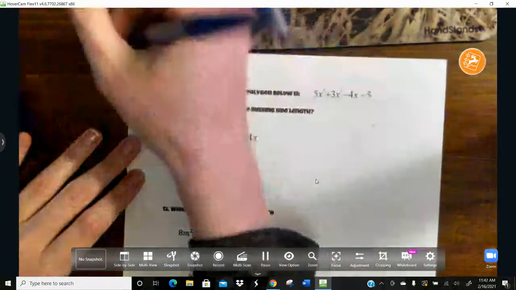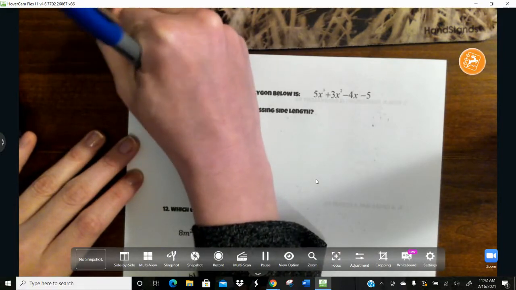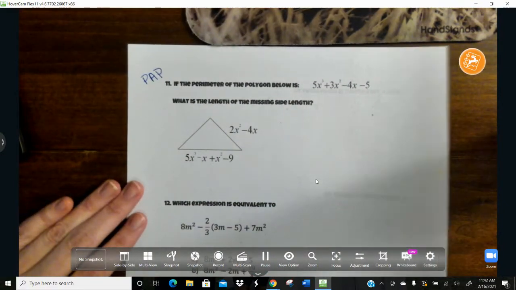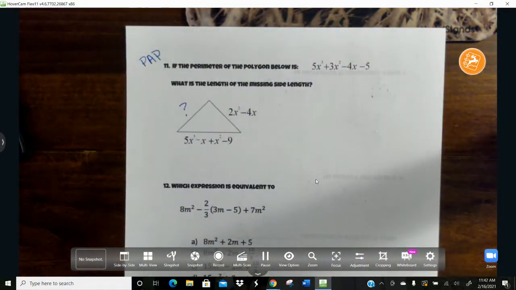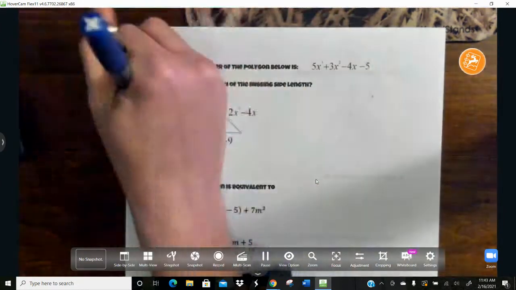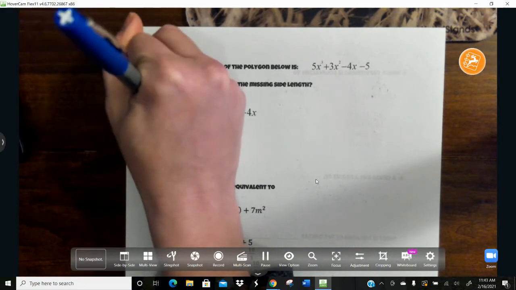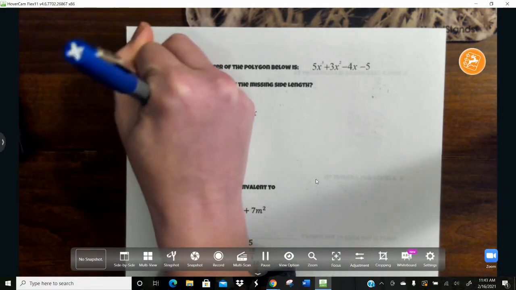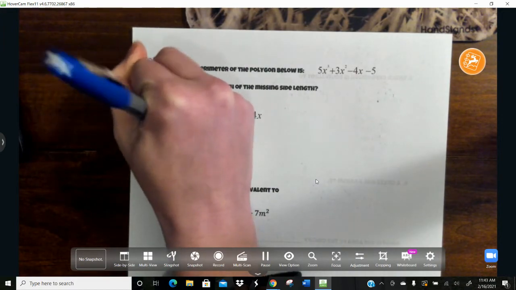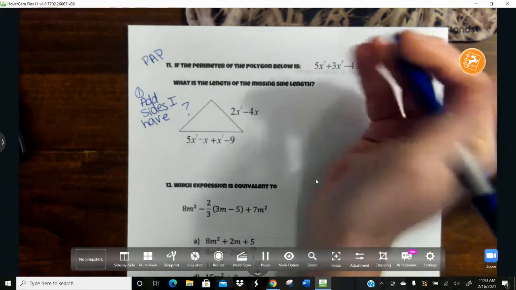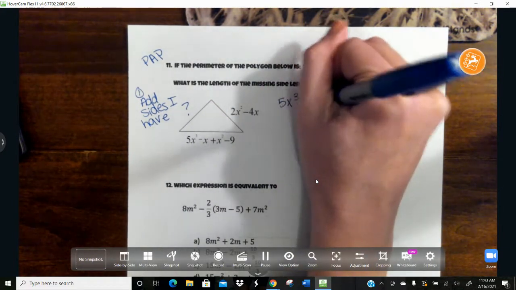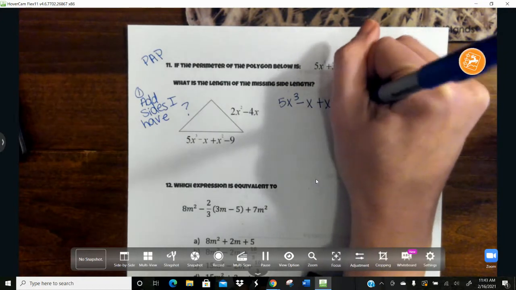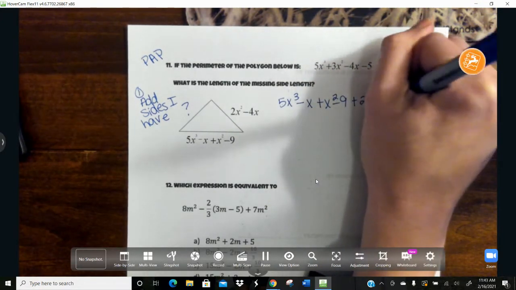Okay, this next problem is for pre-AP. If the perimeter, they give me the perimeter is this, what is the length of the missing side? So I'm trying to find that side. What I need to do first is add the sides I have. So I'm going to add up the 5x cubed minus x plus x squared minus 9 plus 2x squared minus 4x.